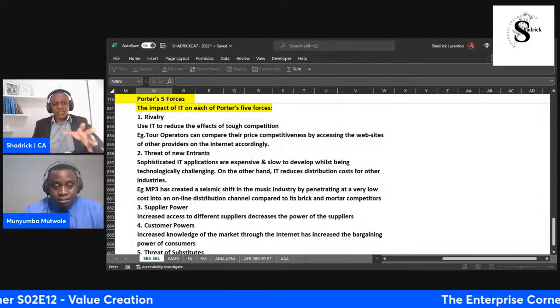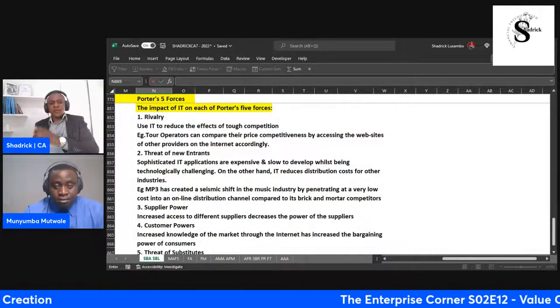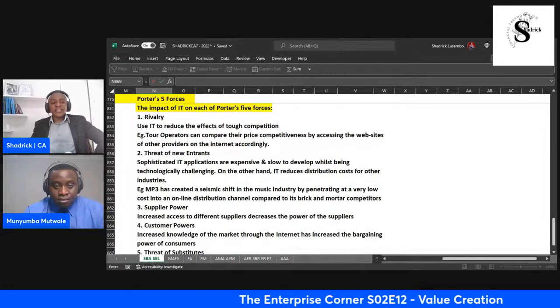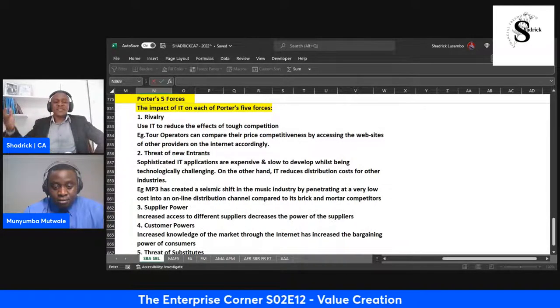You have to use IT to reduce the effect of tough competition. How? I'm going to give an example. Let's say you're in the tourism industry.